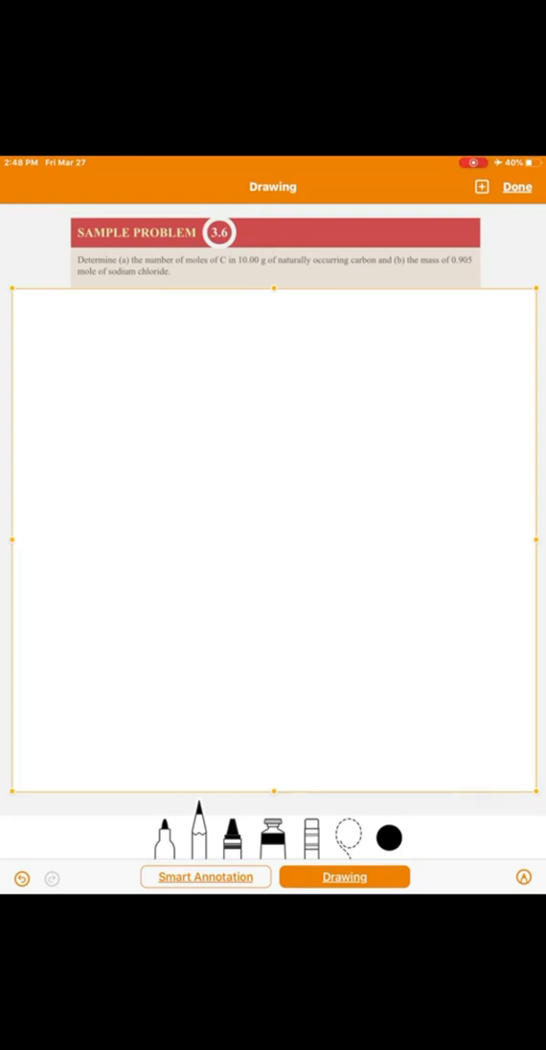Okay, let's take a look at sample problem 3.6. Determine the number of moles of carbon in 10.00 grams of naturally occurring carbon, and B, the mass of 0.905 moles of sodium chloride. So for these conversions, where we're going between grams and moles, grams to moles, or vice versa.